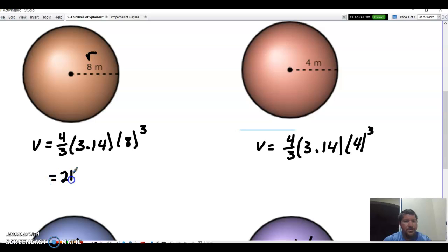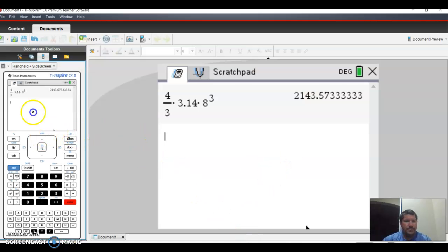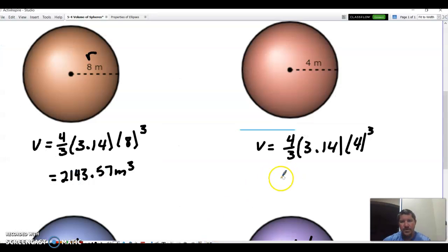So 2143.57 meters cubed. Switch the 8 to a 4, and we're going to get 267.95. So 267.95, again, meters cubed.